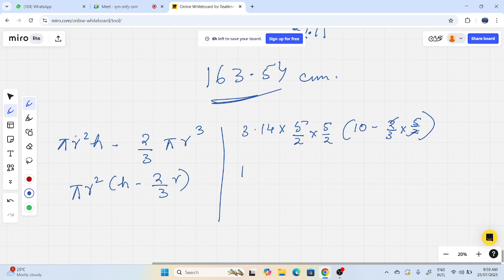0.52 into 5 into 5 into 30 minus 5 is 25 by 3. 25 by 3. Okay. So how much? Ma'am, I got 163.56. That's correct, Nitanya. 1.52 into 25 into 25.